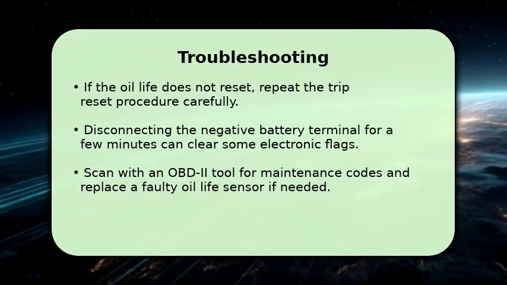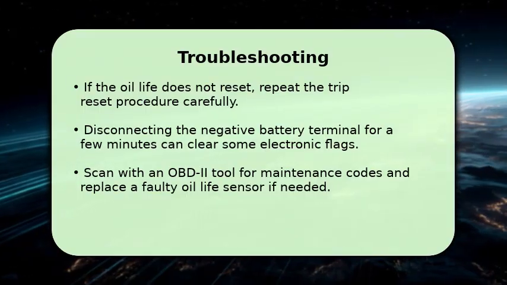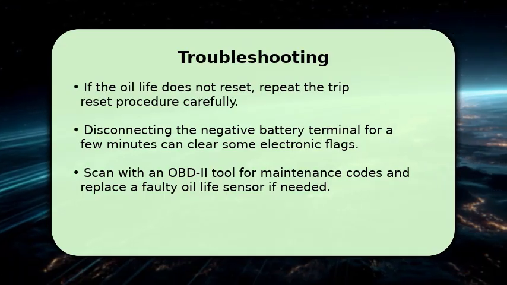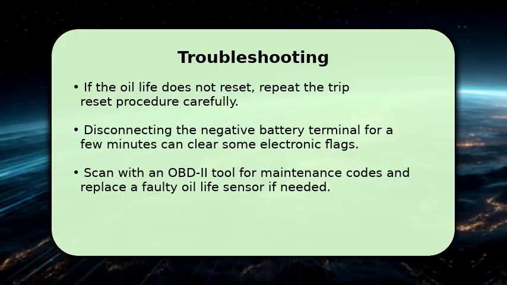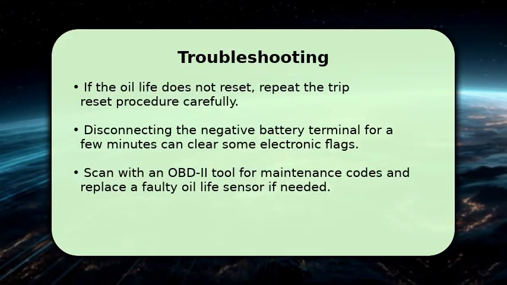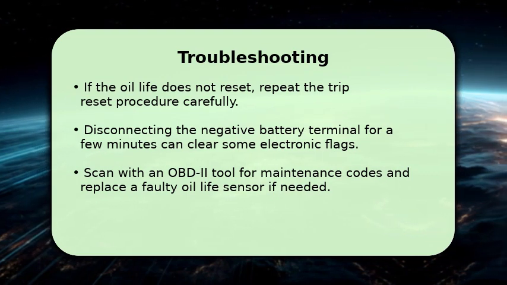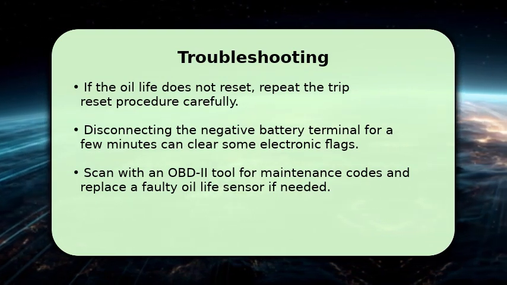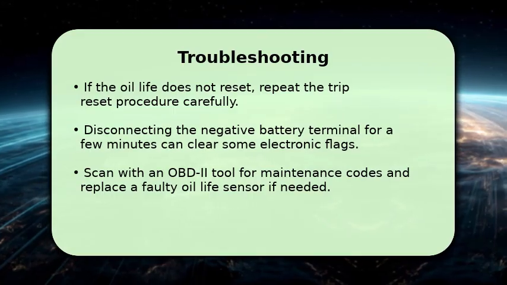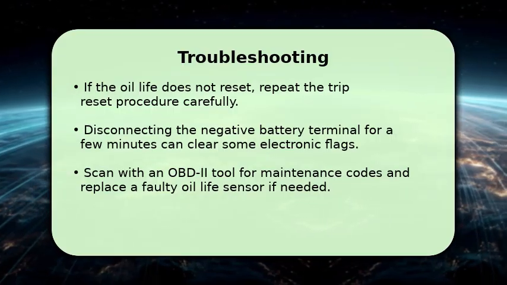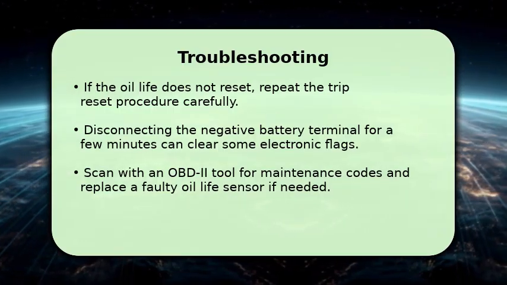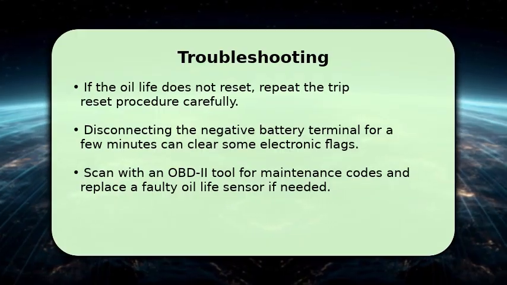If the oil life fails to reset, recheck the steps and try the trip reset procedure again while parked. As a last resort, disconnect the negative battery terminal for a few minutes to clear some flags, but expect radio presets to reset. Use an OBD2 scanner to check for stored maintenance codes, and if diagnostics point to a sensor fault, replace the oil life sensor, then perform the reset again. If problems persist, seek professional service.